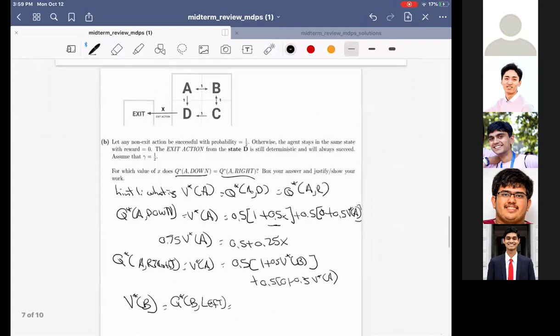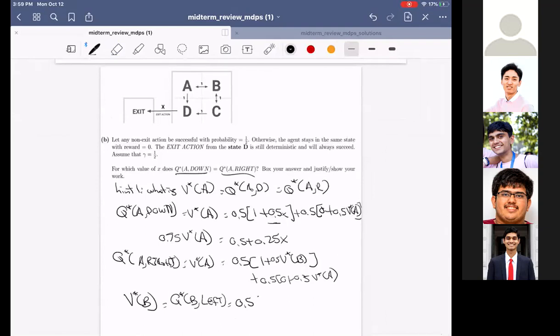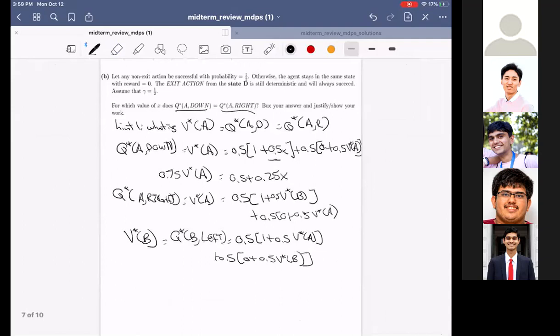And that's going to be 0.5 times successfully going left, so getting the reward, and then discount times value of a. And 0.5 times failing and getting discount times value of b from then on. And you can once again rearrange this to be v star of b is equal to 2/3 plus 1/3 v star a. And I definitely skipped a math step there. Finally, you can plug this in right here.